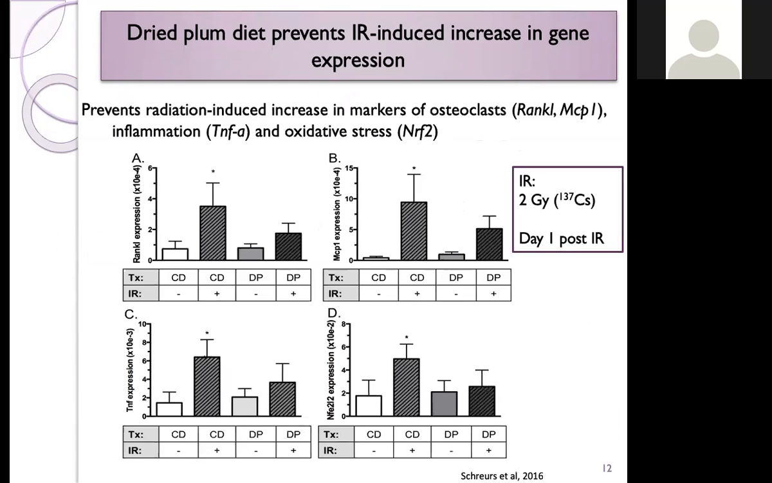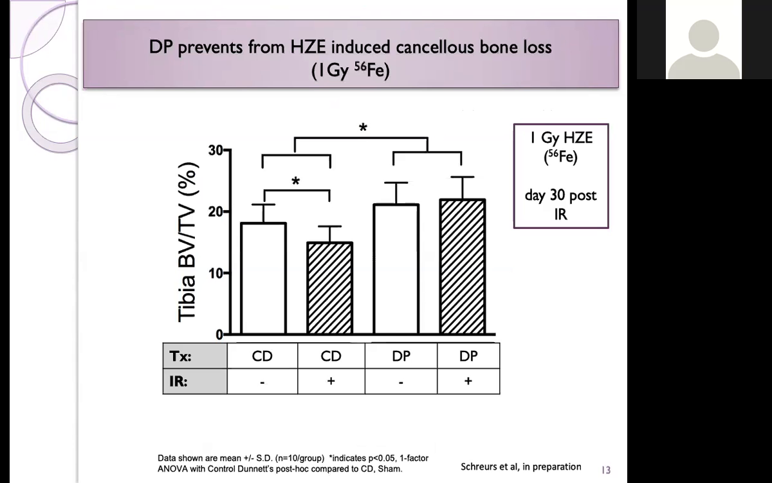In terms of the mechanism, the dry plant diet prevents the early increase in gene expression related to osteoclasts. As you can see here, RANK-ligand increases in mice with the control diet, but mice with the dry plant diet prevent that increase. RANK-ligand and MCP1 are two markers of osteoclasts, and the diet also prevented TNF-alpha, a marker of inflammation, and NRF2, a marker of oxidative stress. Furthermore, when we tried the higher dose of 1 gray iron, mice with the control diet had bone loss, while mice with the dry plant diet rescued this completely, in addition to having an anabolic effect.